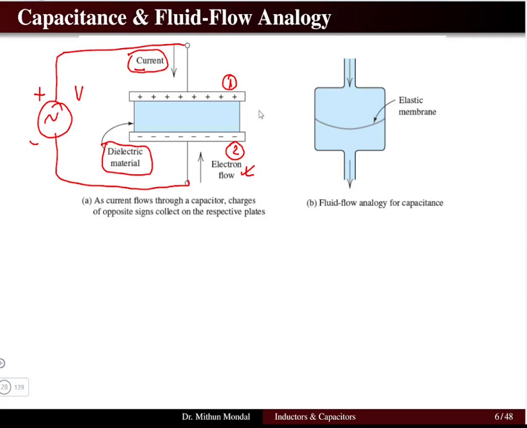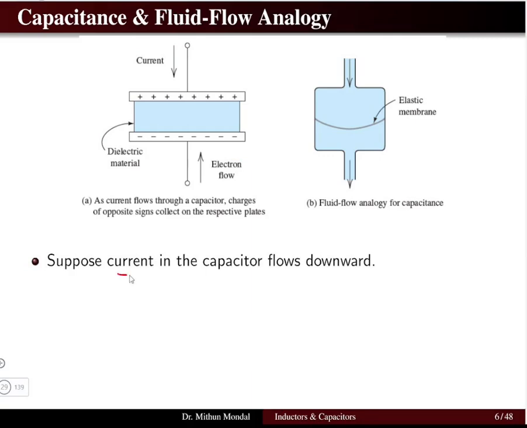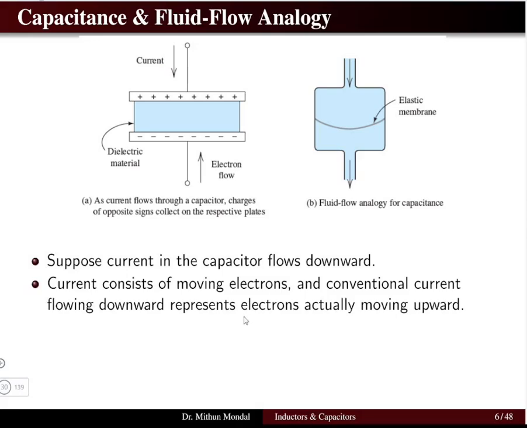Now we will try to understand this capacitance property in the electrical field using the fluid flow analogy. Suppose the current in the capacitor is flowing downward, with reference to the voltage source that has been added. Since current is due to the flow of electrons, conventional current flowing downward represents electrons moving upward. So electron flow will be in the upward direction, and current flow will be in the downward direction. This is the general notation.